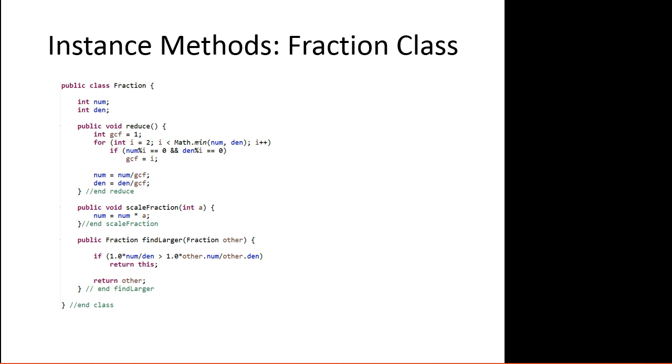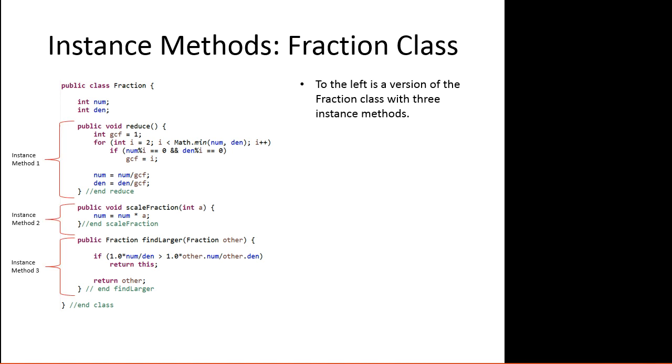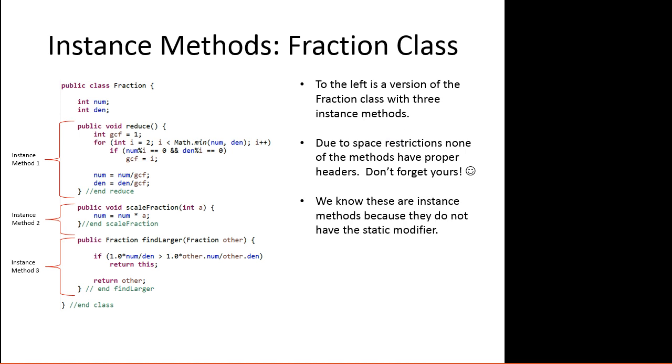So my question here is, how many instance methods are there? To the left is a version of the fraction class with 3 instance methods, and we can see those there. There's 1 instance method, 2 instance methods, 3 instance methods. Pardon me, that was my dryer. Due to space restrictions, none of the methods have proper headers. Don't forget yours. There should be a proper header explaining each of these methods. We know these are instance methods because they do not have the static modifier in them. There's no static modifier, notice. And you can include as many instance methods as required.